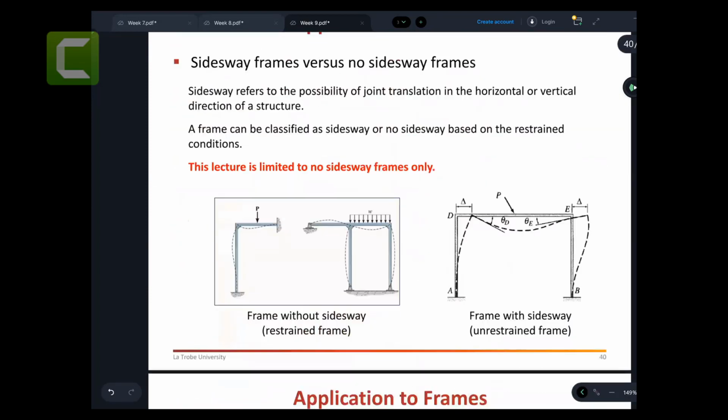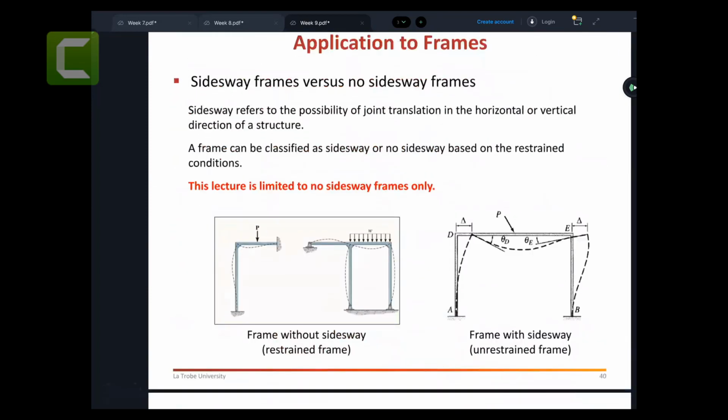Yeah, for the frame also, there is a quick notation that I can put in. There are two kinds of frames: frame without sideway and one with sideway. What is the difference? If you apply the loads and your joints stay at that position, you can see these frames are not swinging. The whole structure is not doing this kind of swinging.